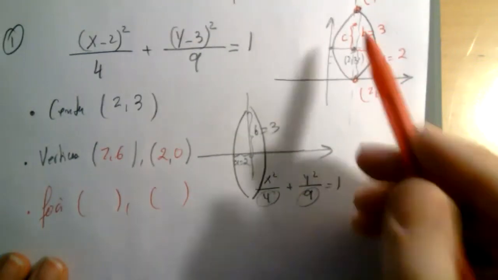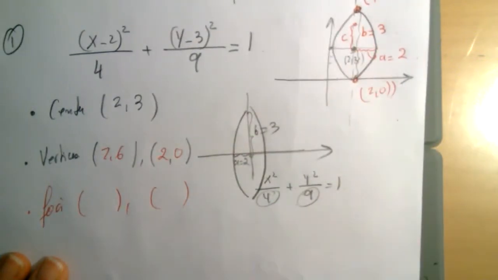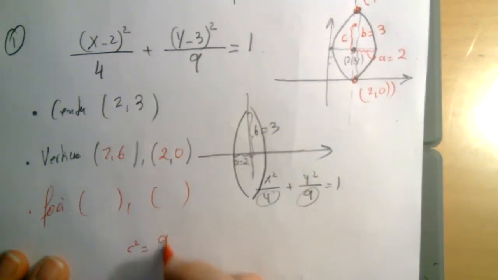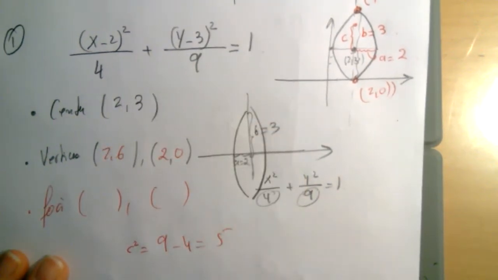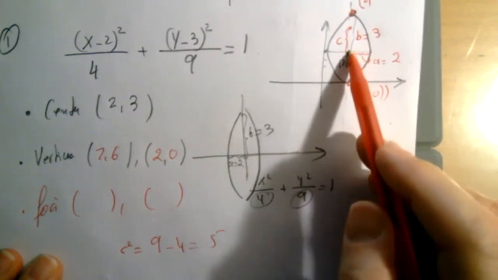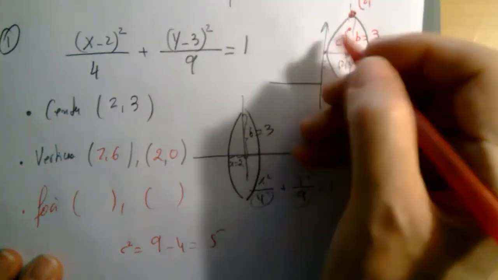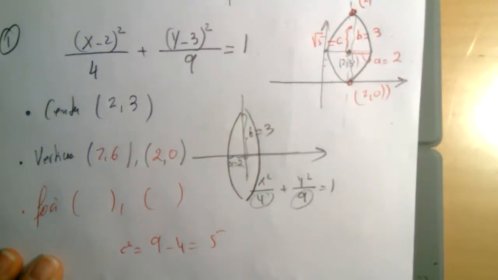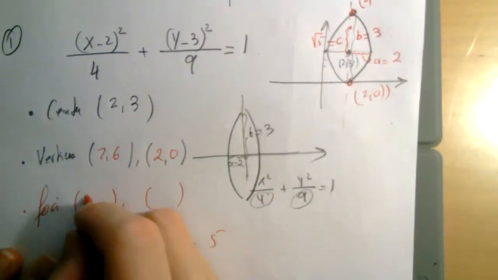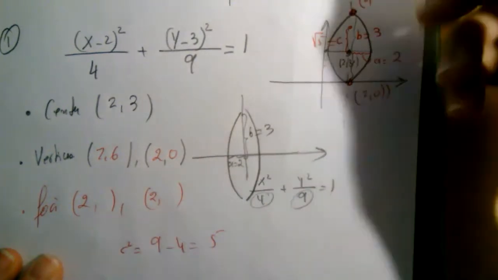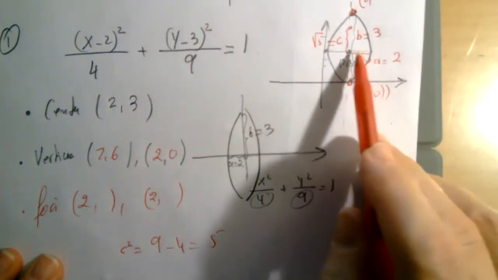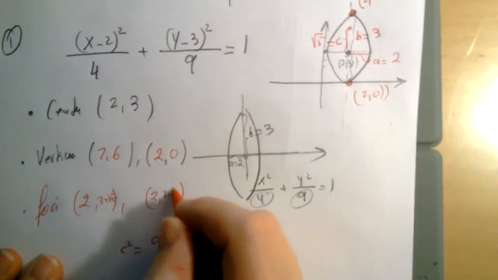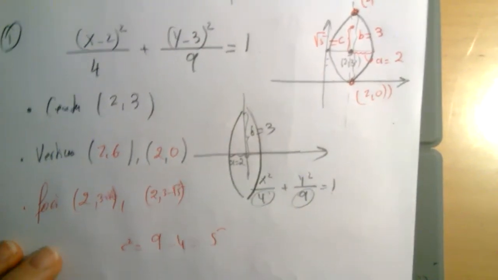What are the foci? We need the c. We need to find the c squared. The c squared is b squared minus 4, which is equal to 5. So what are my foci? The c here is the square root of 5. So the foci are going to be 2 for the first component, because everything lies on this line. The second component is going to be 3 plus root 5 and 3 minus the square root of 5.